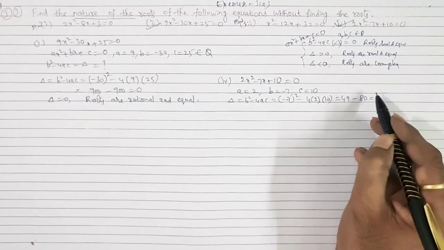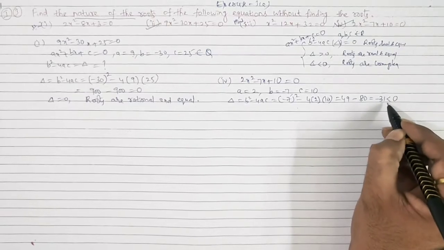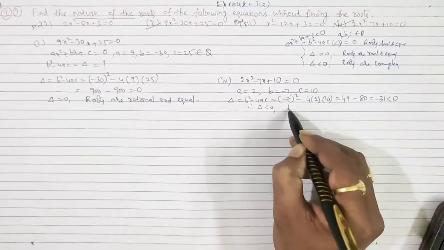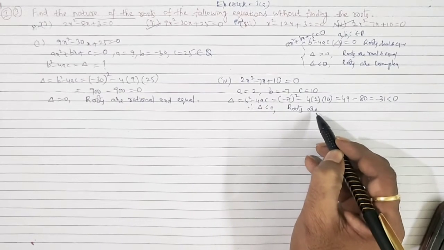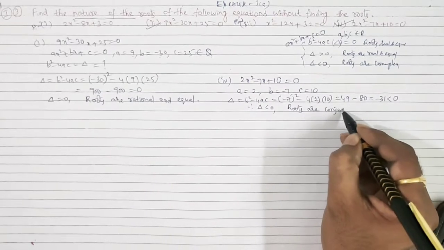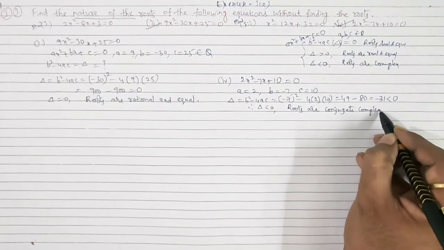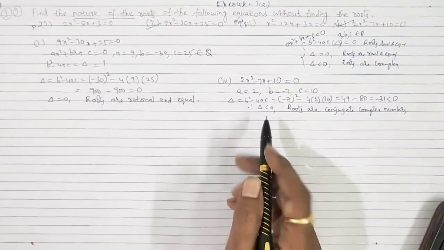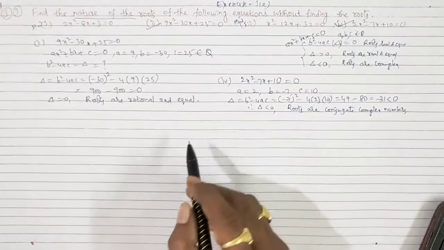So here the difference is minus 31, which is lesser than 0. Therefore here delta less than 0, then the roots are not real. These are complex numbers. So roots are conjugate complex numbers. Okay, like this you have to decide the nature of the roots. Of course, you have learnt these type of problems in class 10th itself, just recalling here.